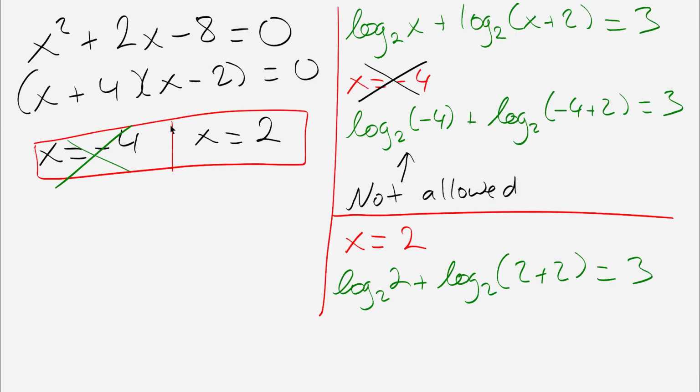I got two solutions. So I did everything correctly, but the point is you have to check your solutions because you cannot get the log of a negative. If either of your solutions results in you getting the log of a negative, then you have to disallow it like I did here. So in fact, in this particular case, x equals 2 is the only solution of the equation.